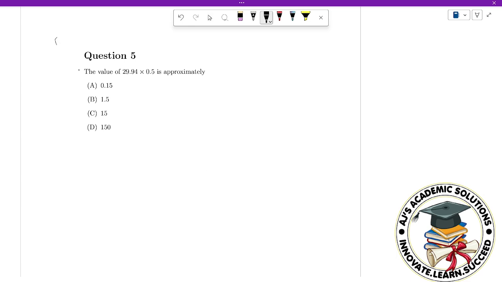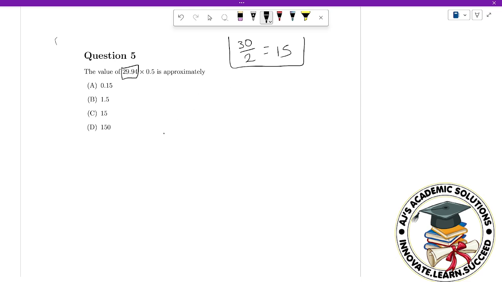When we look here, we can recognize that this is close to 30, and 0.5 is a half. So we just divide by 2, which gives us the value as 15. So this is one approach, because it says approximately. Recognizing that this here is close to 30 and 0.5 is a half, 30 divided by 2 is 15.